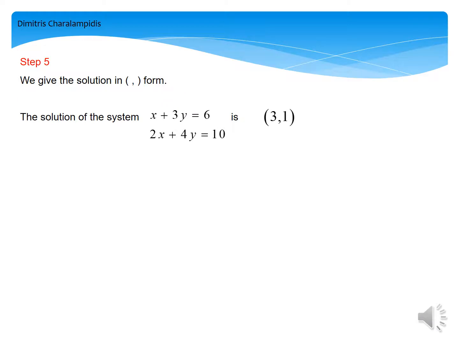And finally, in step 5, we will give the solution as a point. Therefore, we say that the solution of the initial system is point 3 with coordinates 3 and 1.